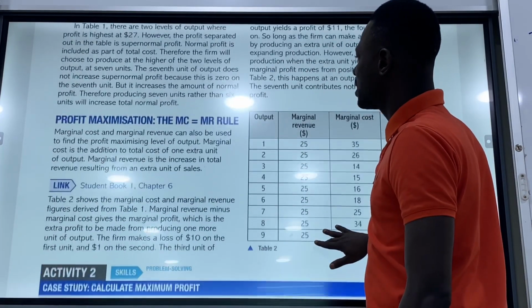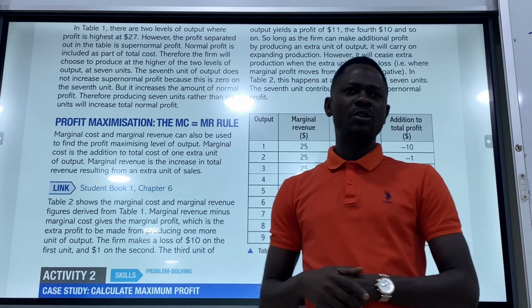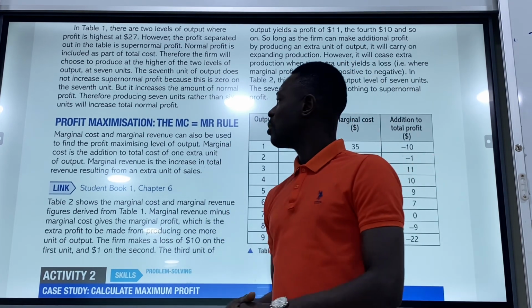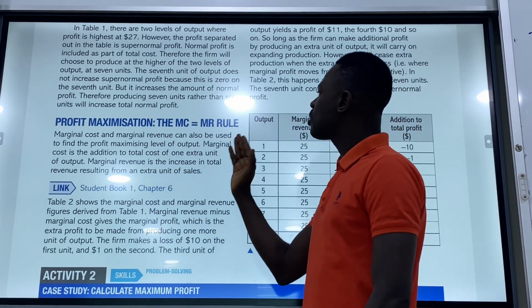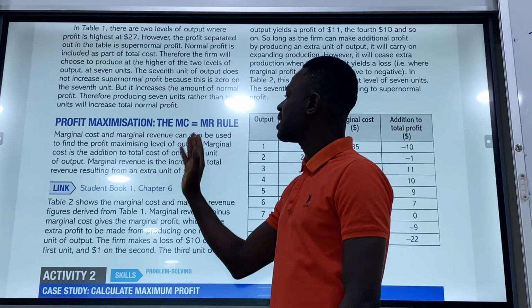For profit maximization, in some of our previous classes, we talked about how profit maximization must occur when our marginal cost equals our marginal revenue. Marginal cost and marginal revenue can also be used to find the profit maximizing level of output.